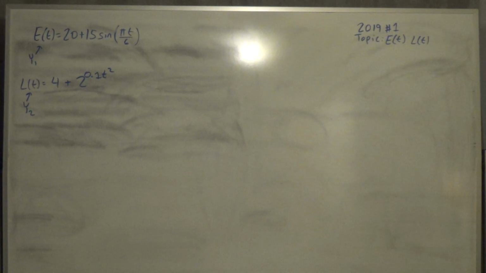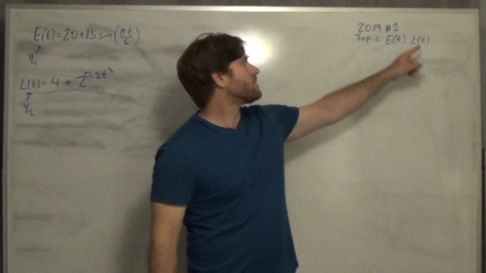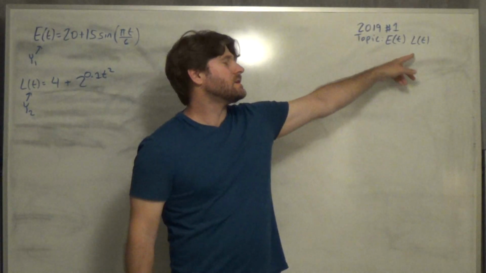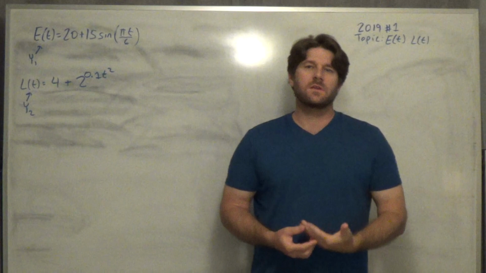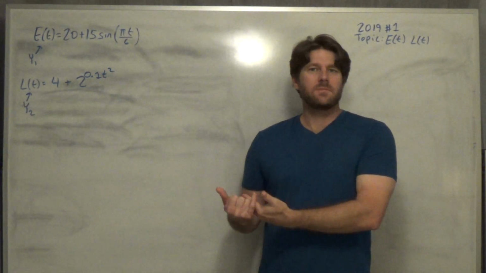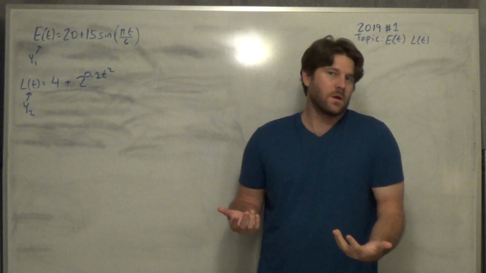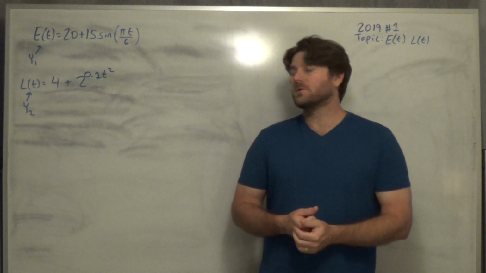Hi, AB Calculus students. We are working on 2019 question number 1. The topic is an E(t), L(t) question. Now, this is a graphing calculator question. They could ask a similar question on the AP exam this year, but you'd be able to solve it without a calculator, in case you don't have one. But for this one, you definitely want to have one.